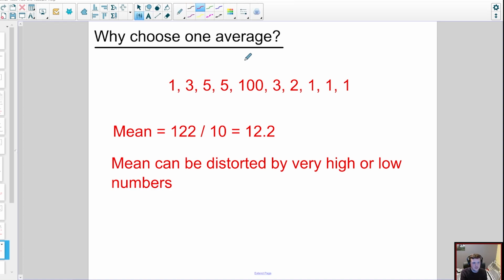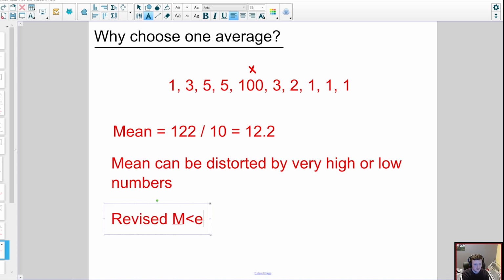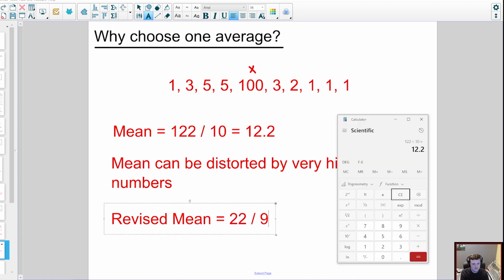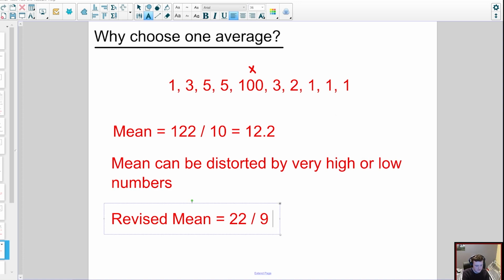What we could do is remove this 100 and say, okay, let me just discount it. I know it's too big, I know it's going to distort the data. So if we do a revised mean, we've changed it, what we're going to have is 22 over 9 instead. Because I've got rid of the 100, so that's 22, and there's one less number, so it's 22 divided by 9 now. And so that's 2.444, so 2.44.